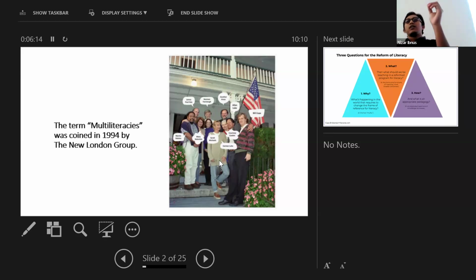Other than that, we have Norman Fairclough. If we study critical discourse analysis, he is probably very popular, like a superstar name, because Norman Fairclough is highly cited in the area of critical discourse analysis, and Fairclough is one of the members of the New London Group. Other than those three, we have also Courtney Cazden and Sarah Michaels. Those two are well known in classroom discourse analysis, and Sarah, according to the paper published by them, was at that time a research assistant to Noam Chomsky.